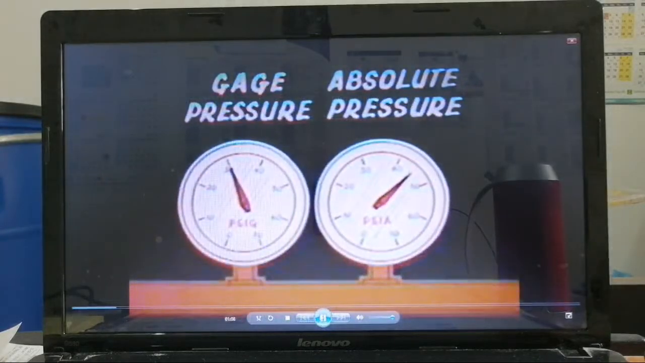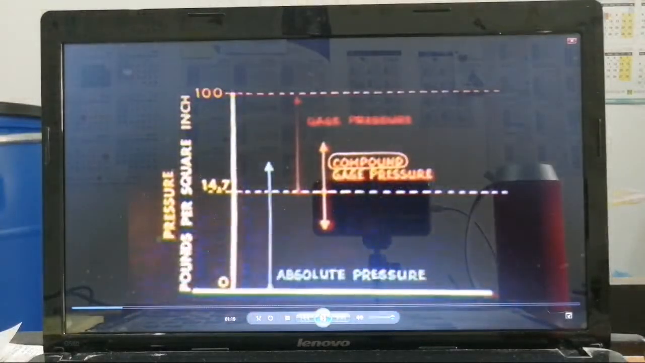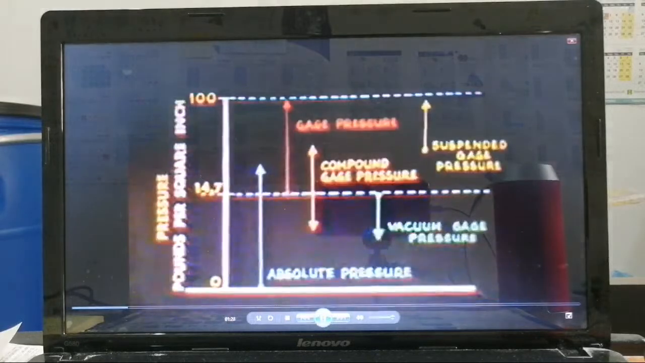The same pressure read on a standard gauge, PSIG, will read lower by 14.7 pounds than if read on an absolute scale, PSIA. A compound gauge would read above or below the 0 point of atmospheric pressure. A vacuum gauge reads only pressure below atmospheric 0. Some gauges may not indicate at all until a certain pressure has been reached. We call this a suspended range instrument.